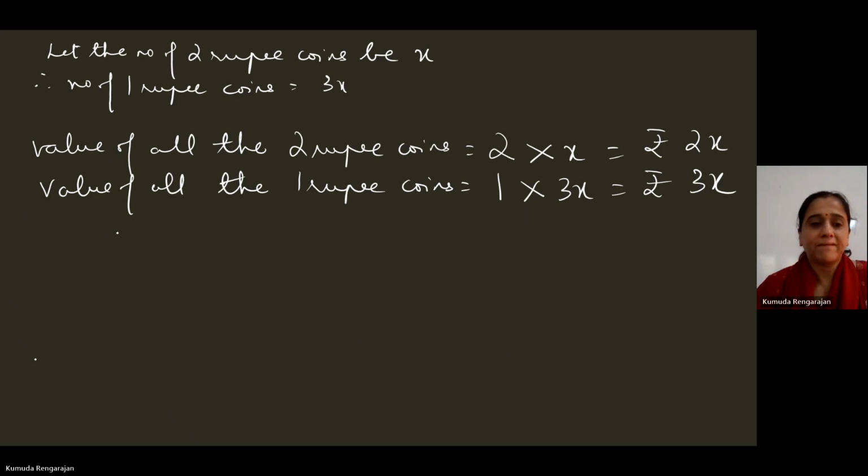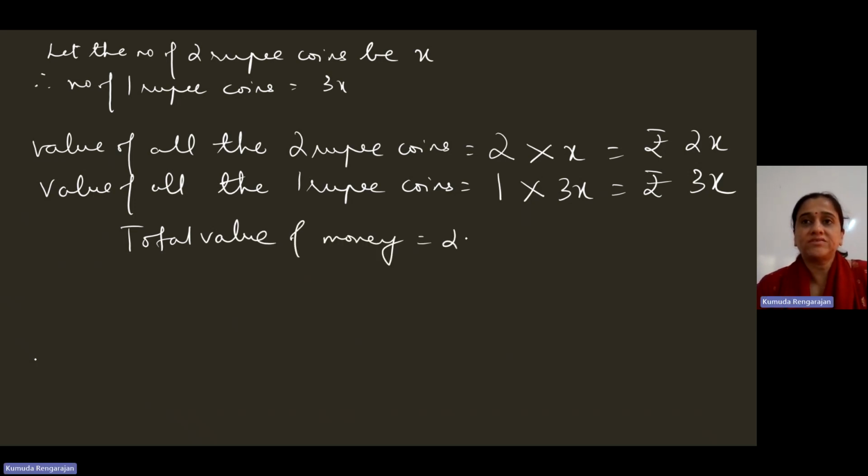Now what's the total value of money? 2x plus 3x is equal to 5x, rupees 5x. Correct?